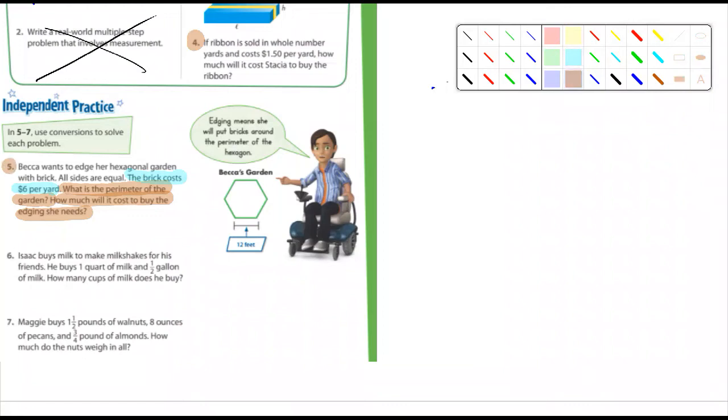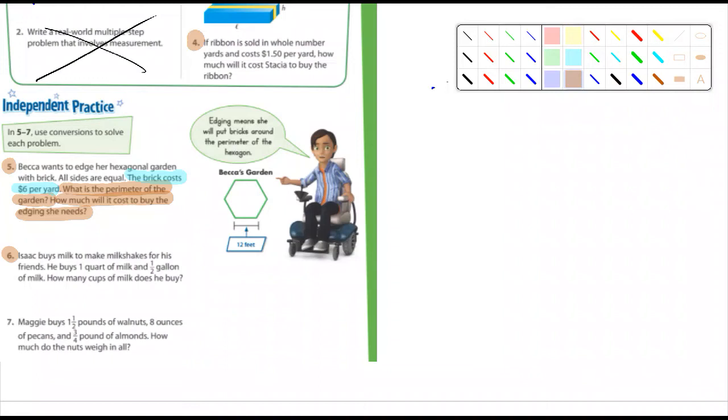Number 6, Isaac buys milk to make milkshakes for his friends. He buys a quart of milk and a half a gallon of milk. How many cups of milk does he buy? I want you to answer number 6. You're going to have to go back 3 or 4 sections where they talk about volume, Mr. Kamisa, and how many cups go in a quart or how many cups go in a gallon. You'll have to go back several pages and figure that out.